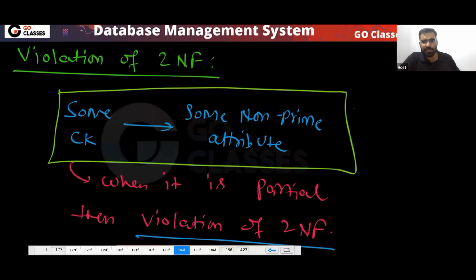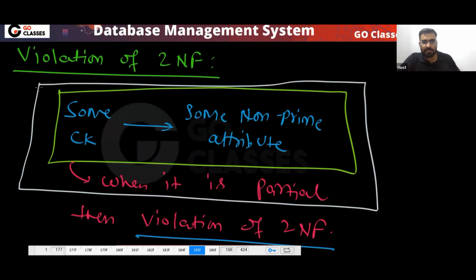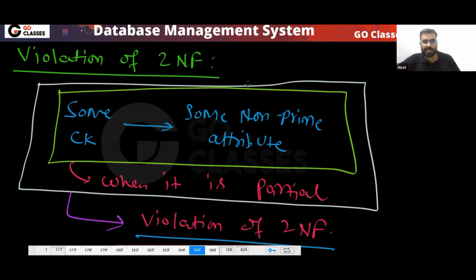Now tell me, can I write this whole thing in one statement? When will it be partial? It will be partial when some subset of it determines a non-prime attribute. Remember the definition of partial.